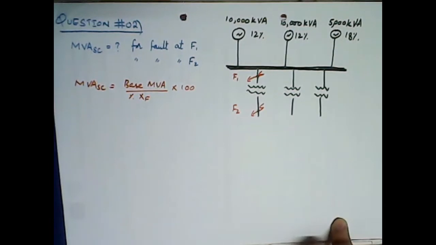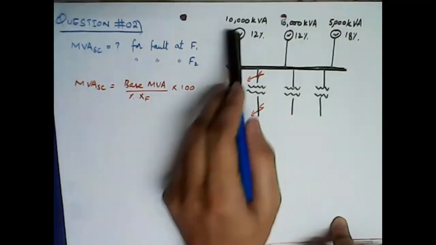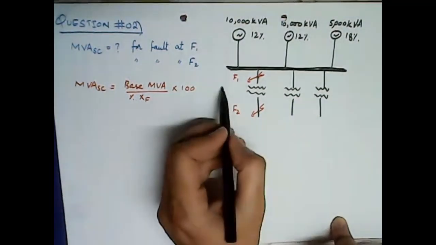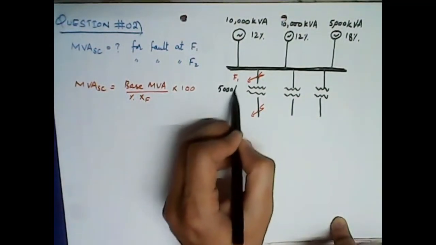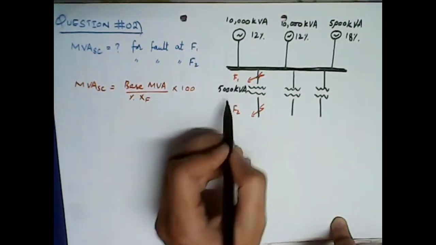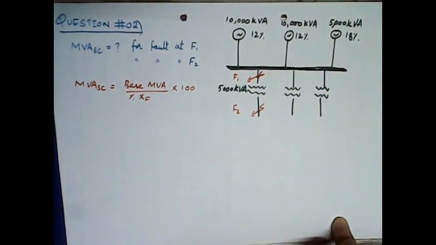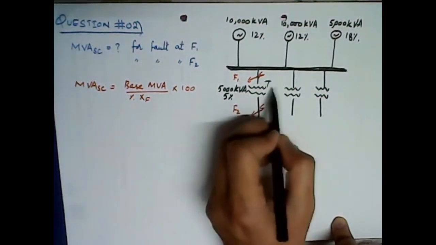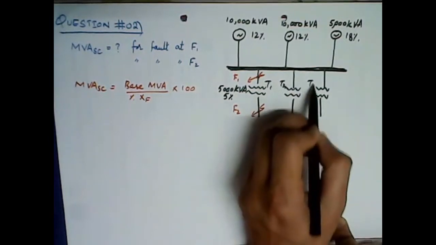Now for a fault, first we need to select a common base MVA, and since we have two generators of the same rating, sorry, I haven't written down the rating of transformers. Every transformer is of 5000 kVA, and reactance is 5%. All of them have the same rating, that is T1, T2 and T3.